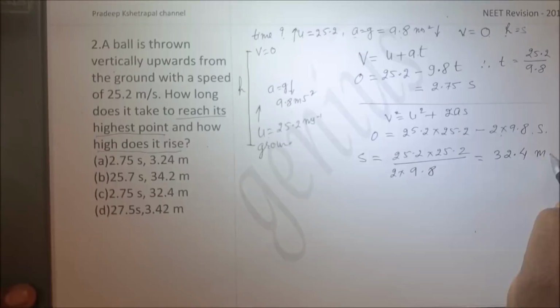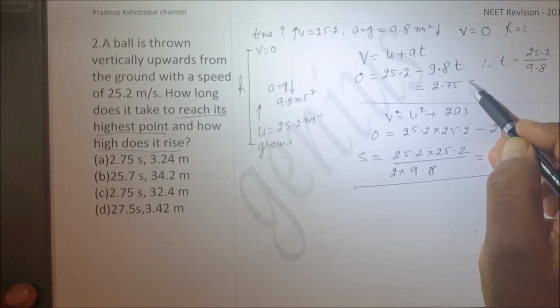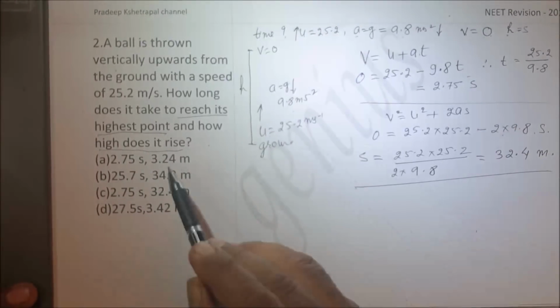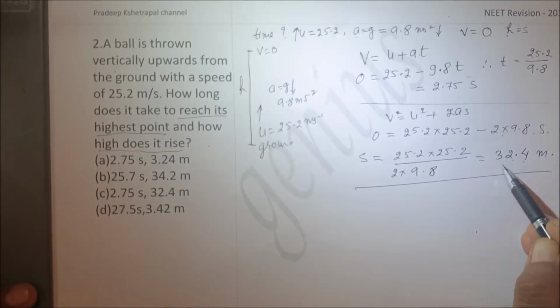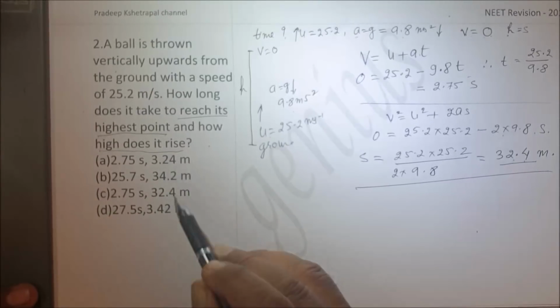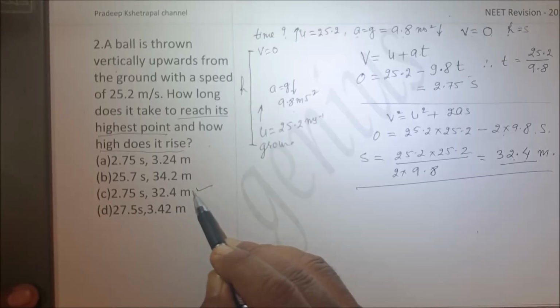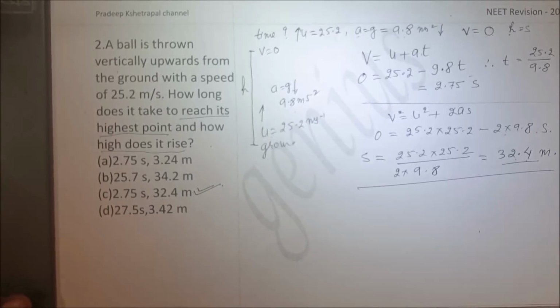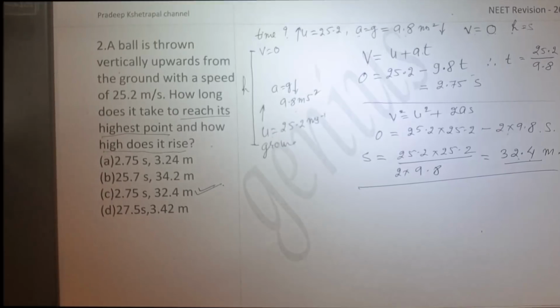32.4 meters. So time 2.75, and this is 32.4. So this is not correct, this is the correct option. So here we get option number C as the correct option. This is how it is solved. Now let's go to the next.